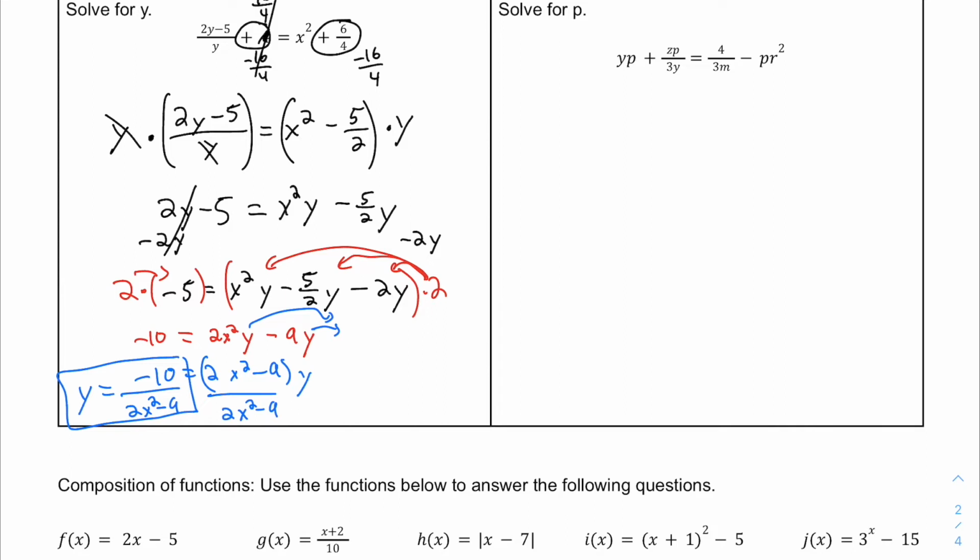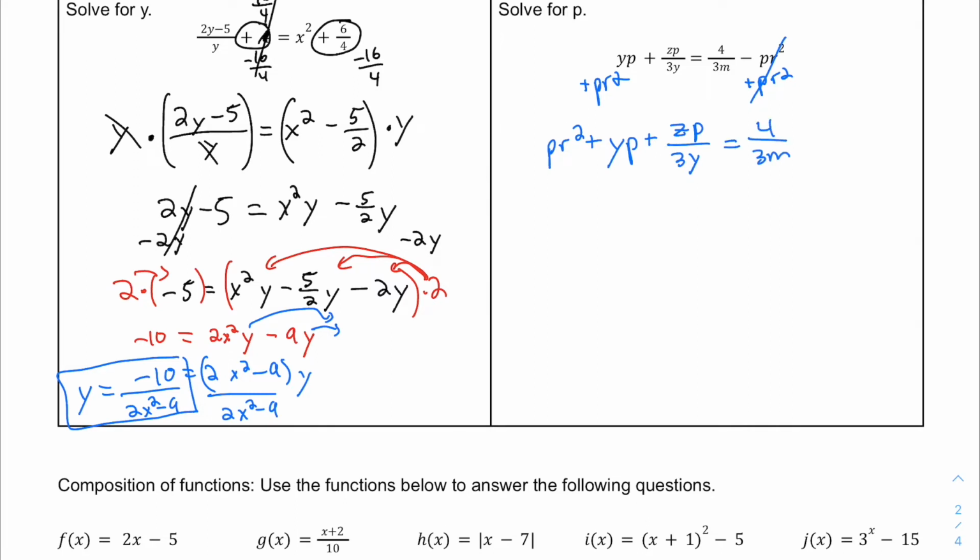Okay, last literal equation, so I'm solving for p. I see I have p in this term, and this term. P is always in the numerator here. So I'm going to go ahead and get all my terms with p on the same side. So I will add pr squared to both sides. And we get pr squared plus yp plus zp over 3y equals 4 over 3m.